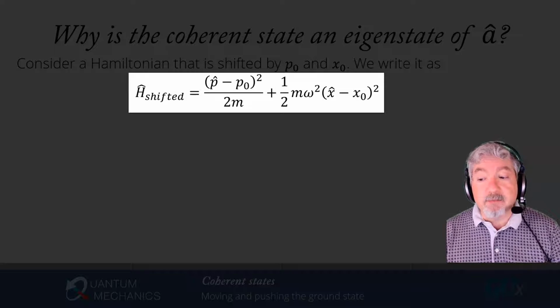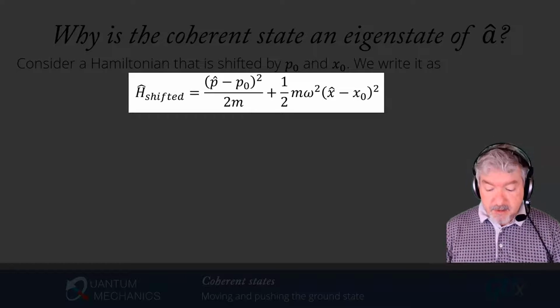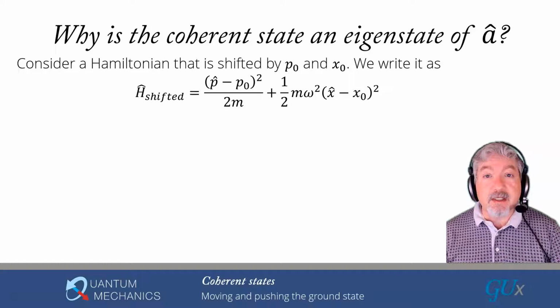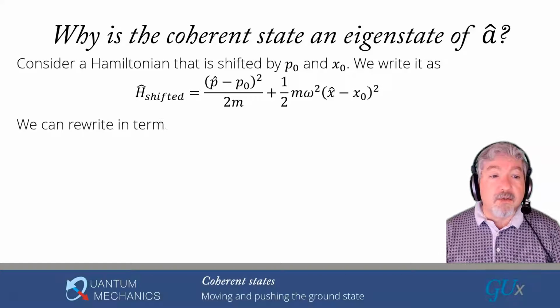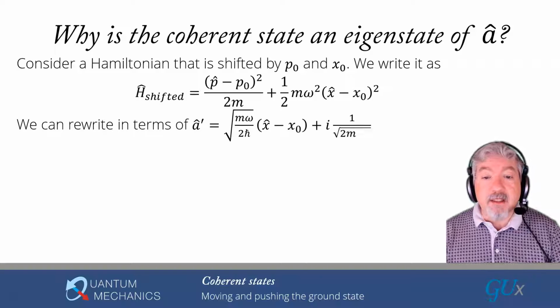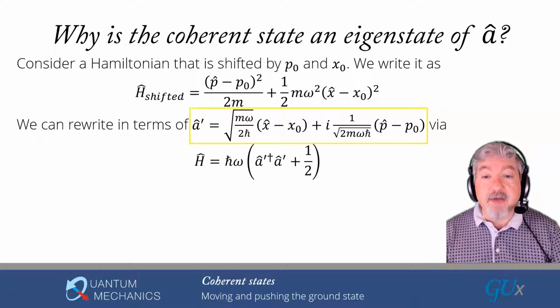That has then shifted my position and momentum in the Hamiltonian itself. Let's work this out using our factorization technique. You can rewrite this Hamiltonian in terms of a raising and lowering operator that is defined in this fashion, with an x hat minus x0 and a p hat minus p0.